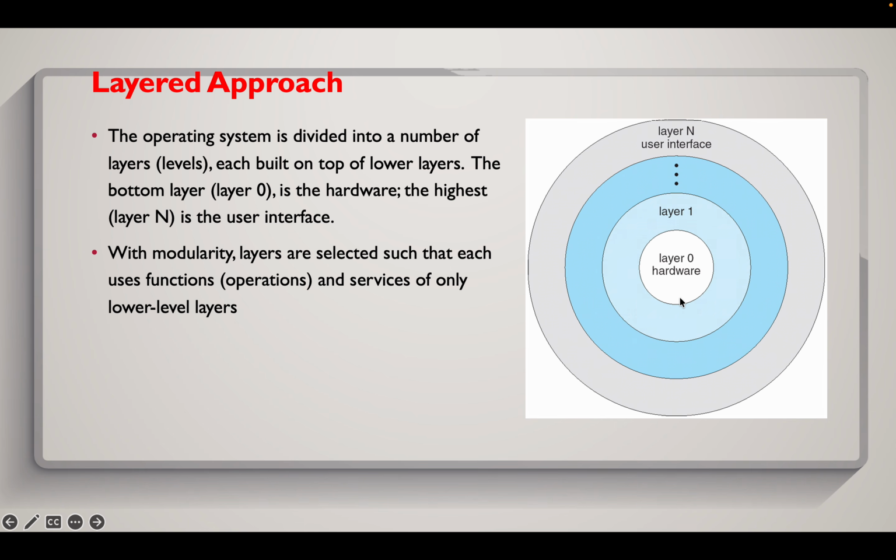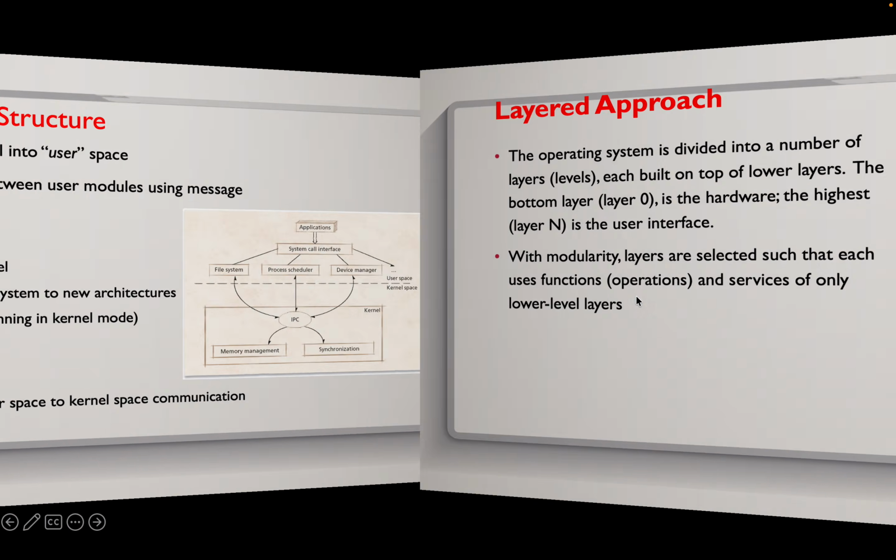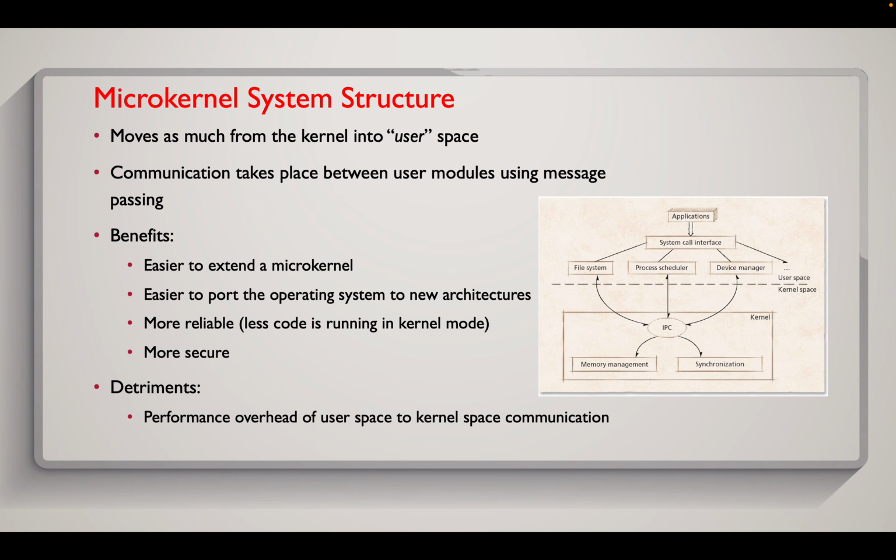So this is a layered approach. Usually in Linux, layer 0 represents the hardware, layer 1 is the operating system, layer 2 is the shell or command interpreter, and so on. Microkernel system structure moves as much as possible from the kernel into user space. Communication takes place between user modules using message passing. It is easier to extend a microkernel, easier to port the operating system to a new architecture, and more reliable and more secure.